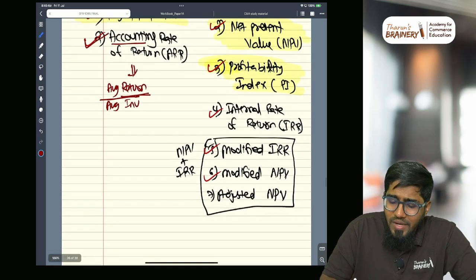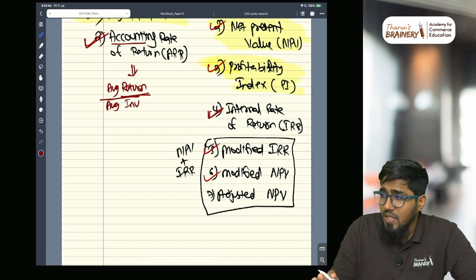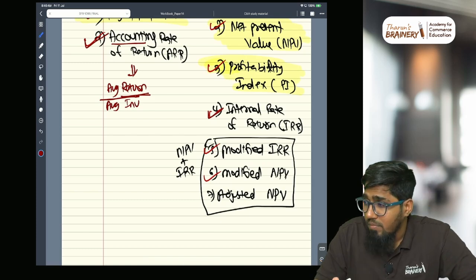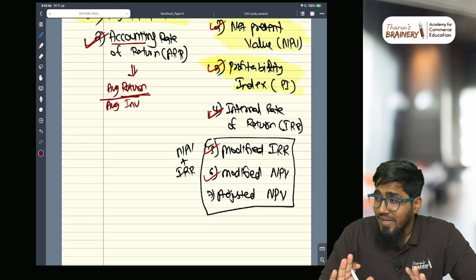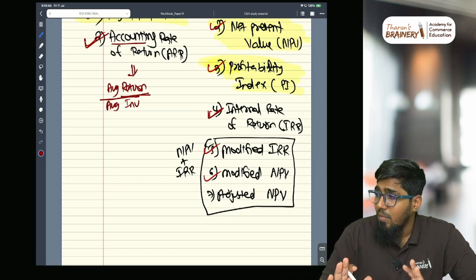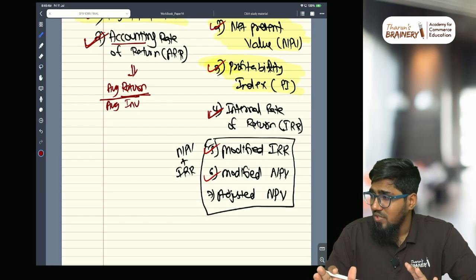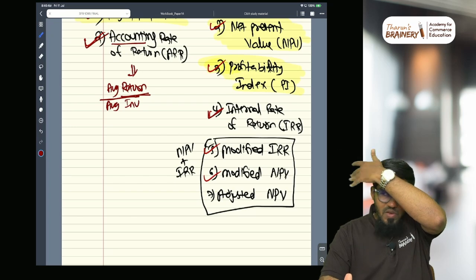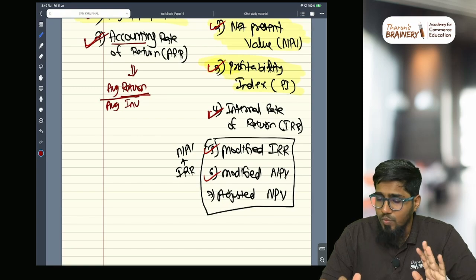Now talking about internal rate of return. Since time is less, and internal rate of return will require more time, we can continue this tomorrow with a fresh mind. Internal rate of return, modified IRR, modified NPV, adjusted NPV, all the concepts and a lot of problems we are going to see in the next session. And if you have not taken the printout of the workbook, you can take it, because we will be solving problems tomorrow also.